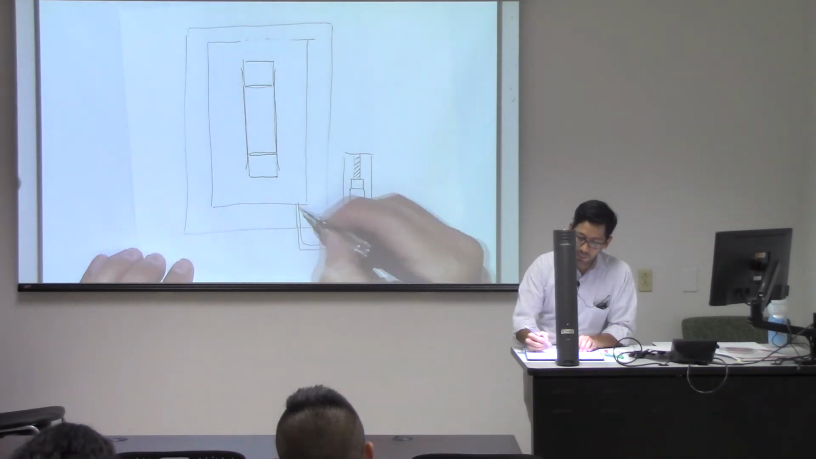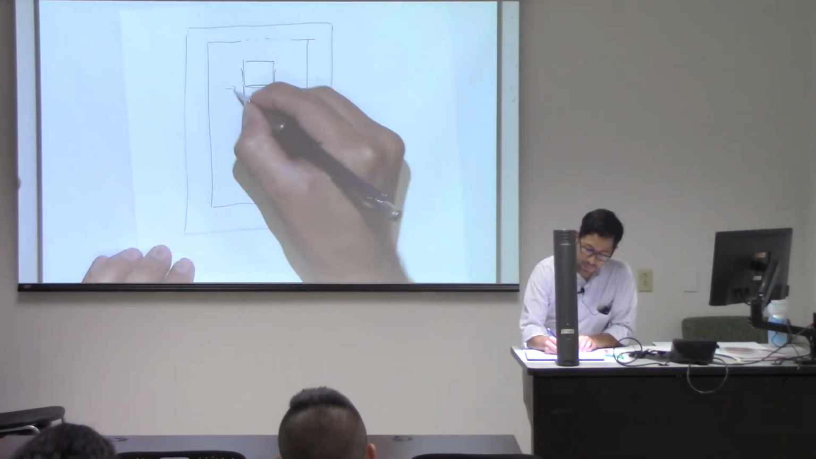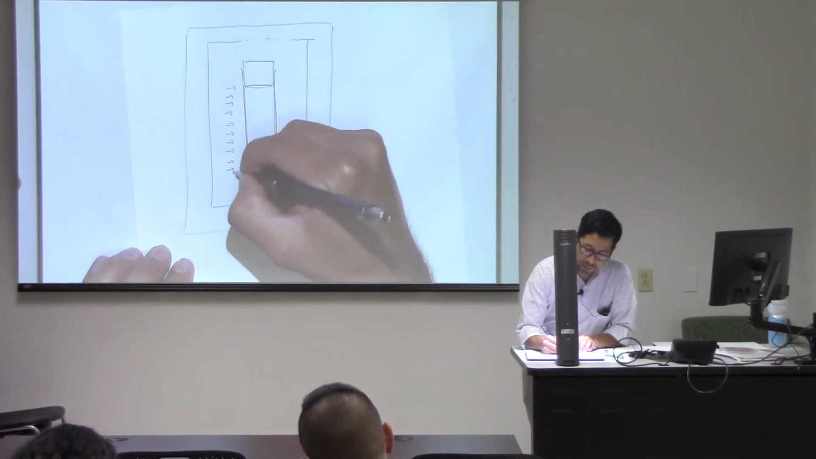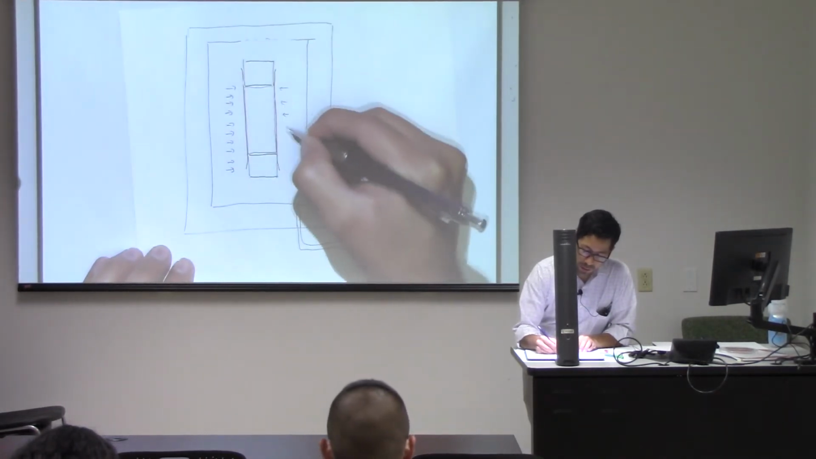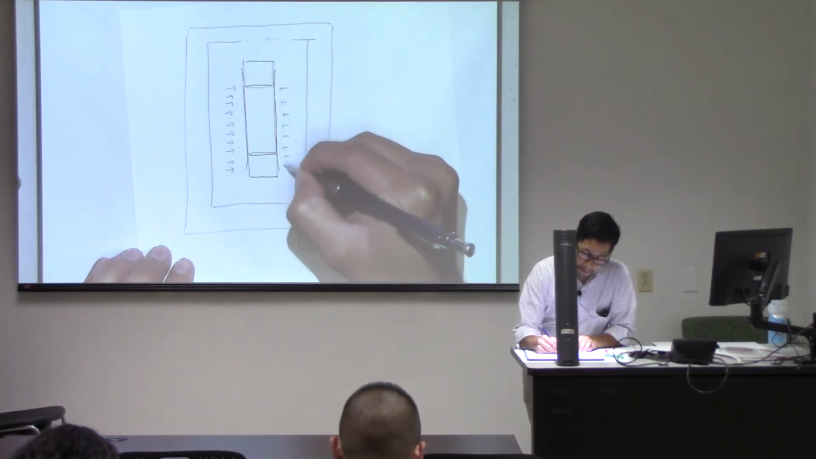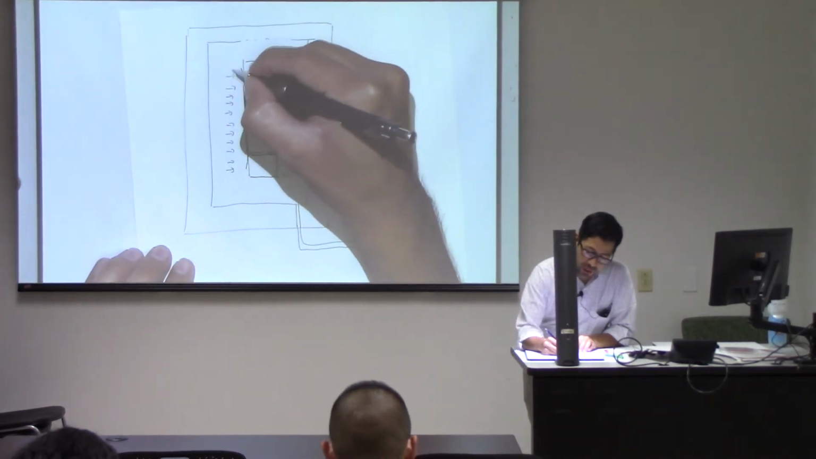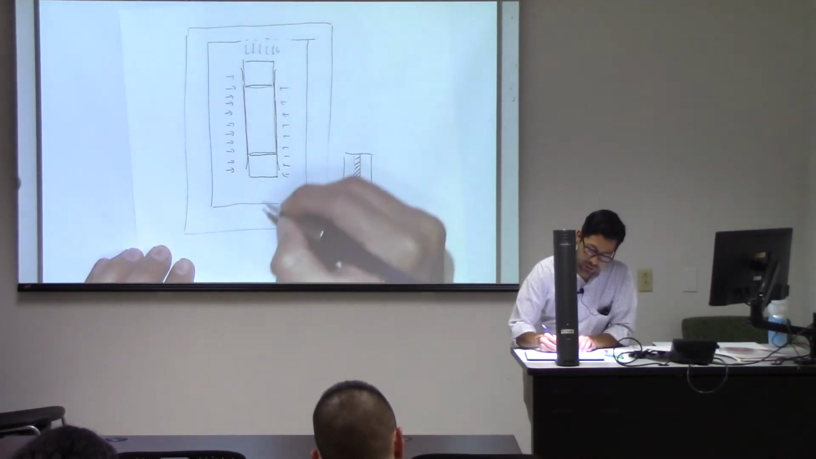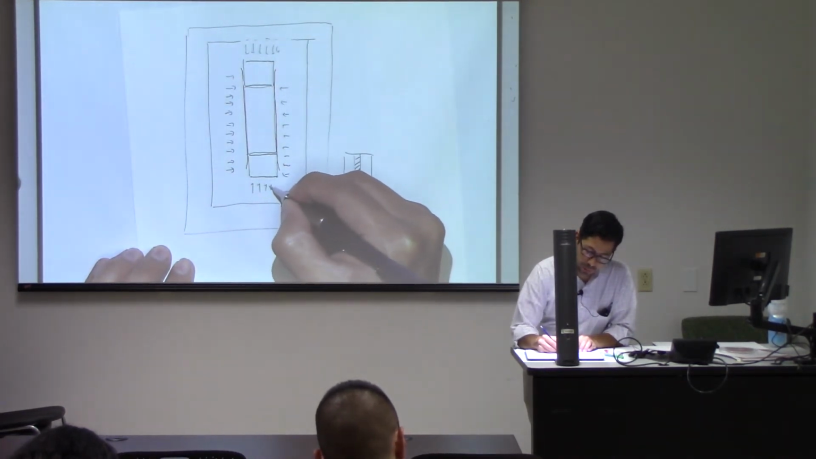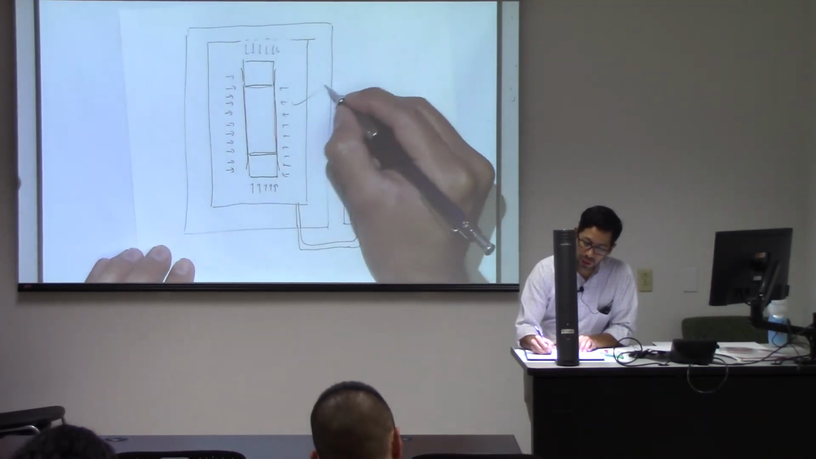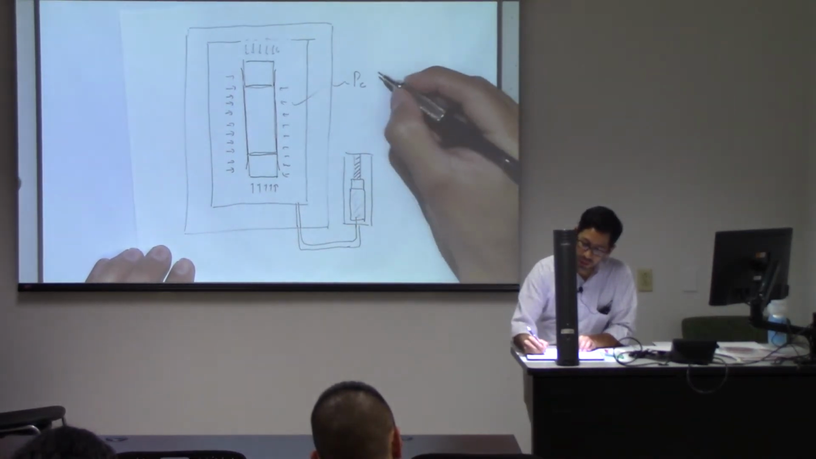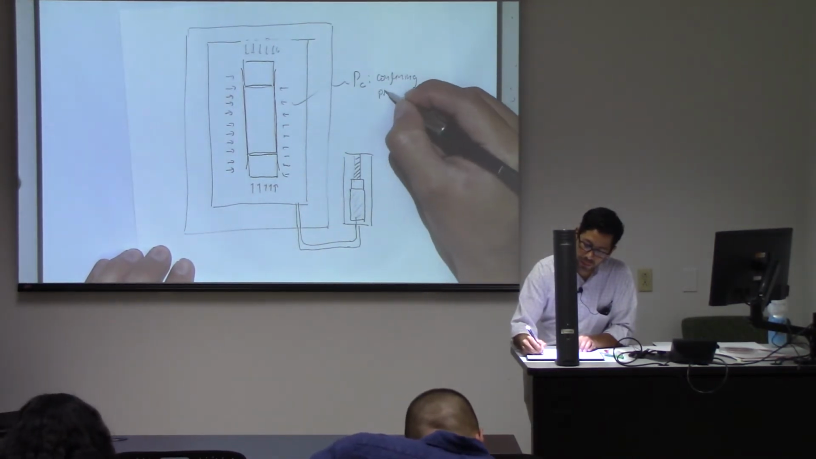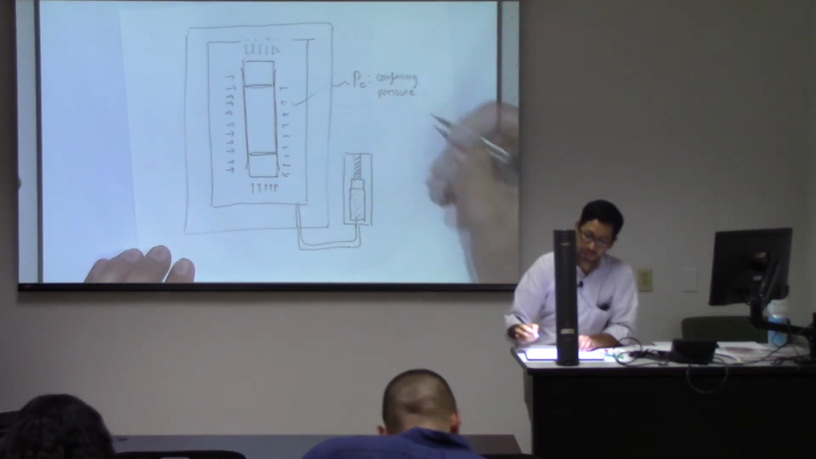So with this type of pipe, you would apply a pressure all around the rock, from all directions, that we call PC, or confining pressure.